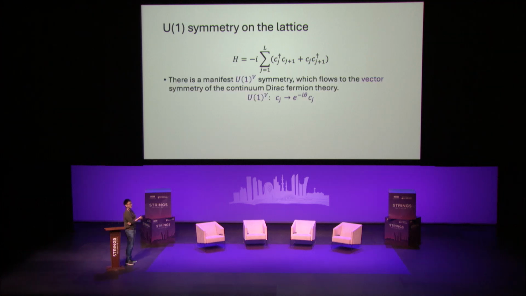Obviously, there's a manifest U1 vector symmetry that just rotates all the complex fermions by a common phase. But when we put one complex fermion on every lattice site, what we secretly had in mind is that we take the two components of the continuum Dirac fermion, take one component, put it on the even site, take the other, put it on the odd site. But because of that, you mess up the axial symmetry. And therefore, by staring at this Hamiltonian with naked eyes, you only see one U1. And the central question we would like to approach today is, where's the axial U1 symmetry in this lattice Hamiltonian model?